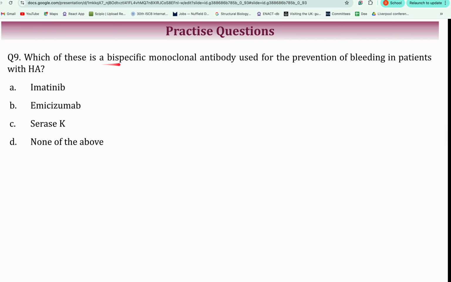So next question is, which of these is a bispecific monoclonal antibody used for the prevention of bleeding in patients with HA, that is hemophilia A? Option A, imatinib. Option B, emicizumab. Option C, Serase K. And option D is none of the above. So you need to tell which among them is a bispecific monoclonal antibody which is used to prevent bleeding in hemophilia A patients.